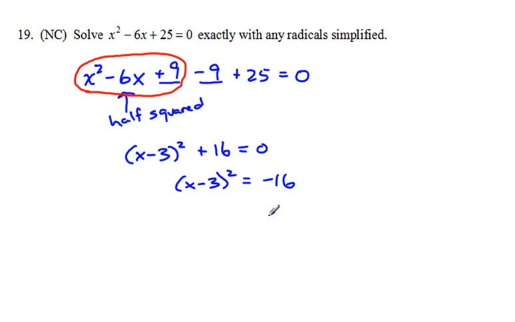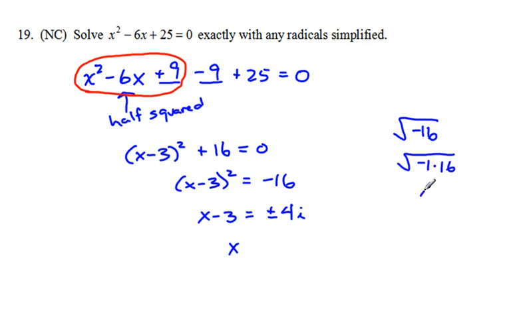And now we're going to take the square root of both sides. x minus 3 equals plus or minus. Remember, with a square, we get the two answers, plus or minus 4i. It's i because we're taking the square root of a negative. So when we think of the square root of negative 16, remember that's the square root of negative 1 times 16. The square root of negative 1 is i. The square root of 16 is 4. That's how we got 4i. And last step, add 3. 3 plus or minus 4i.